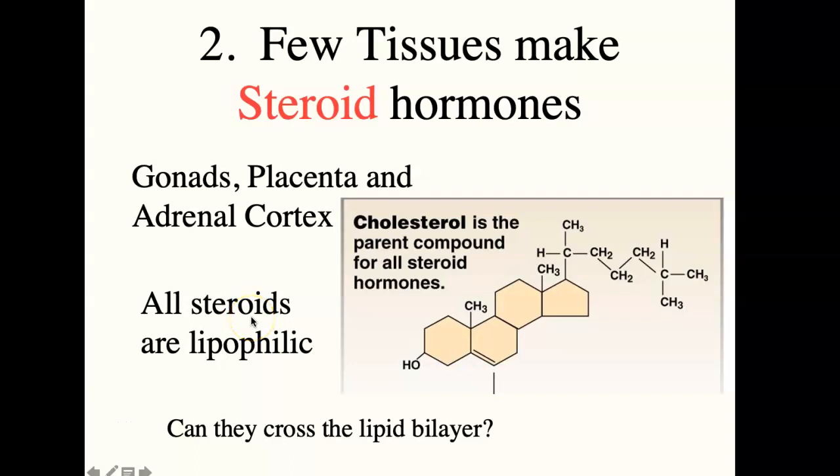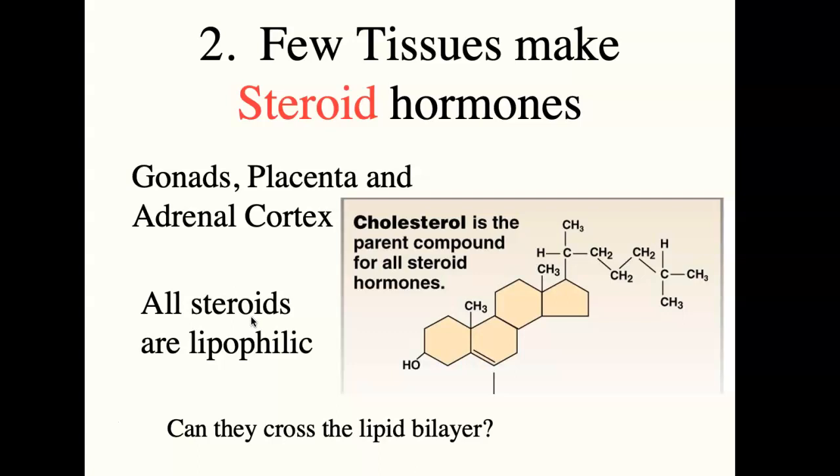Having finished with the peptide hormones, we now start with the steroids. Very few tissues make steroid hormones. Those are the gonads, the placenta, and the adrenal cortex. The adrenal glands, if you remember, are above the kidney, and the adrenal cortex is the outer section of those glands, as opposed to the medulla.